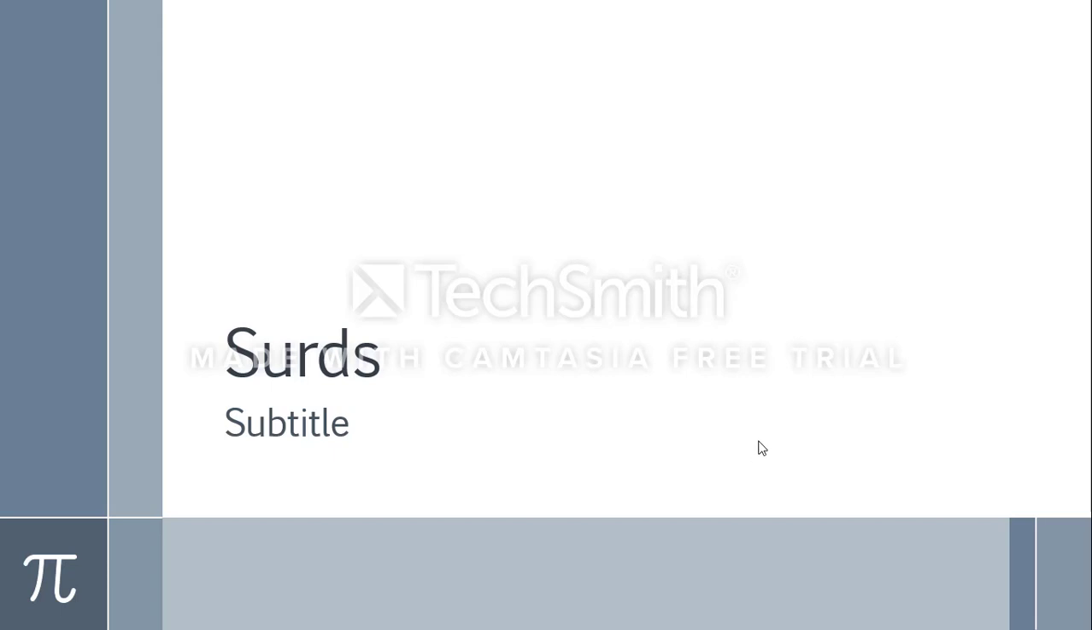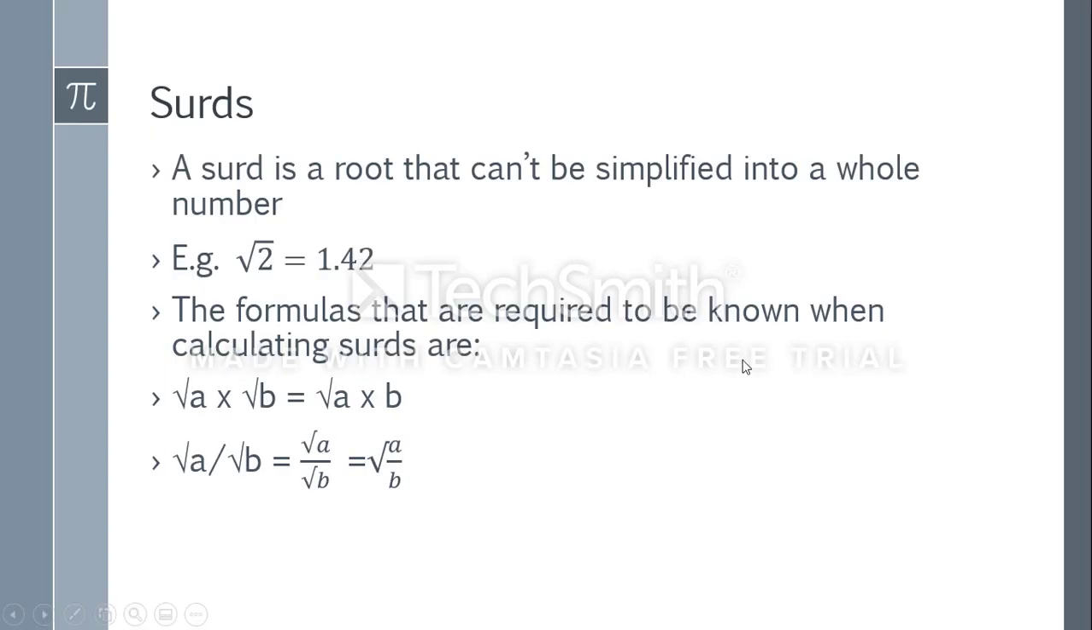Today we'll be learning about surds. A surd is a root that can't be simplified into a whole number. For example, root 2, which approximately equates to 1.42.